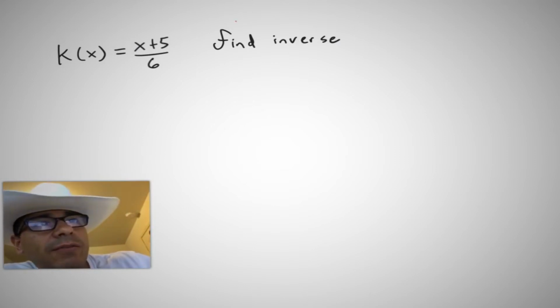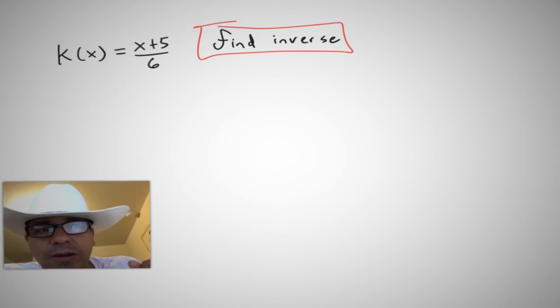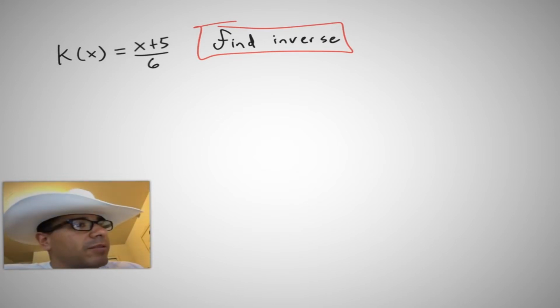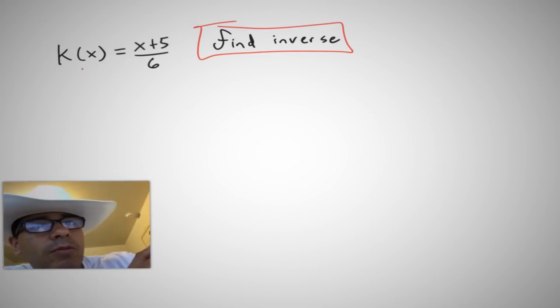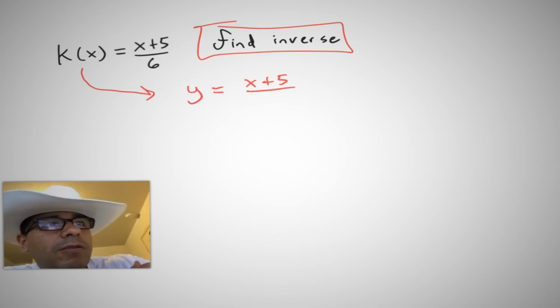When we're finding the inverse, let's say we looked at this graph and you could clearly see that it's a one-to-one function, so there's an inverse. This is what we do. We take that function, and what's another way of writing f of x, or k of x, or h of x? Well, that just represents y. So here we have y equals k plus 5 over 6.